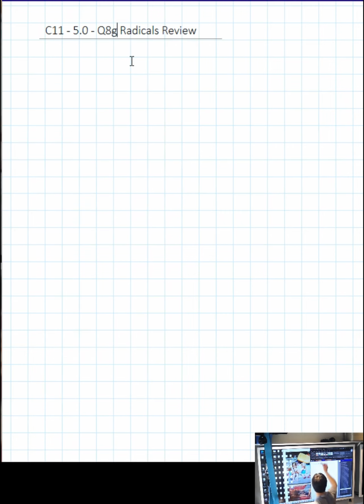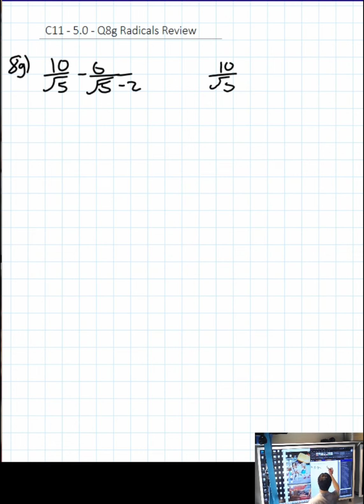Okay, 8G. Rationalize the denominator and add. We have 10 over root 5 minus 6 over root 5 minus 2, all in the denominator. Good. So let's start by taking 10 over root 5 off to the right and rationalizing it. Times the top and bottom by root 5.